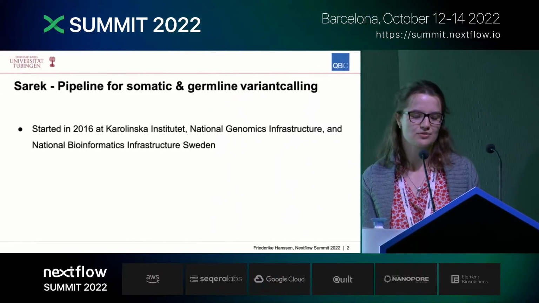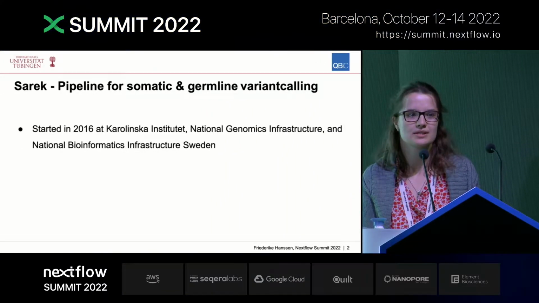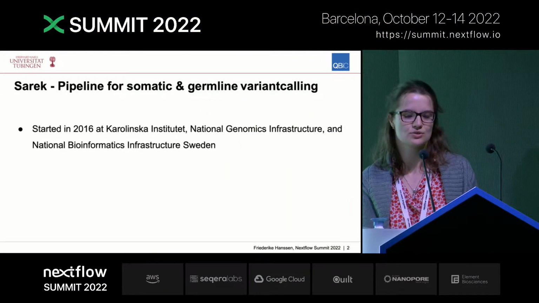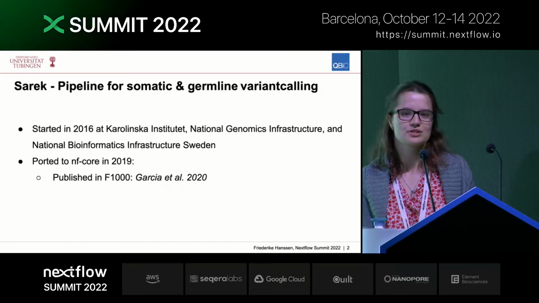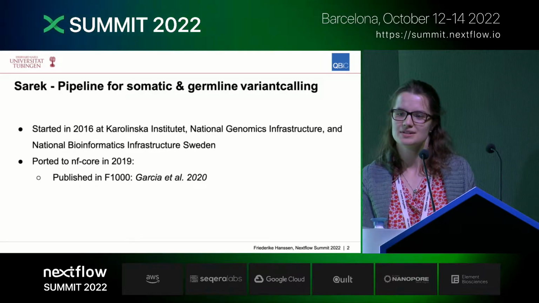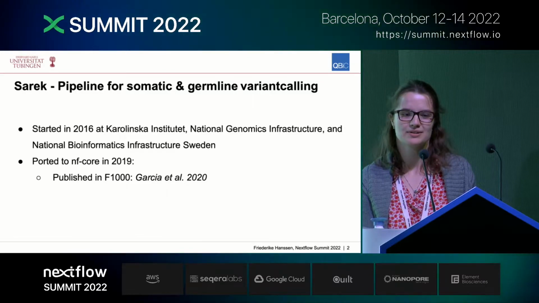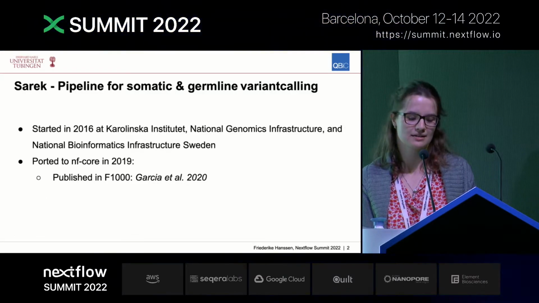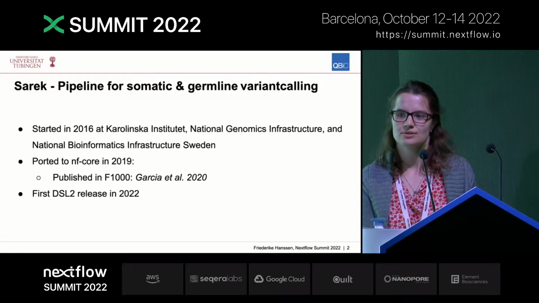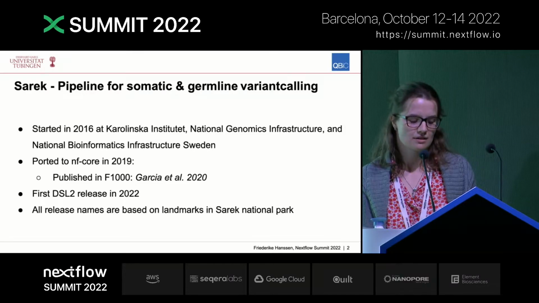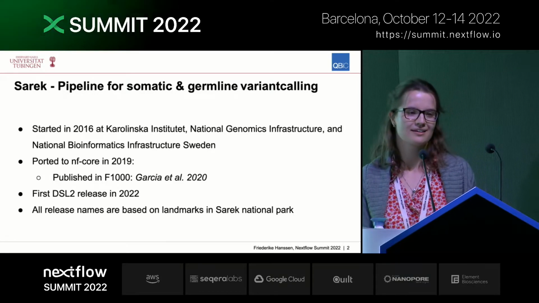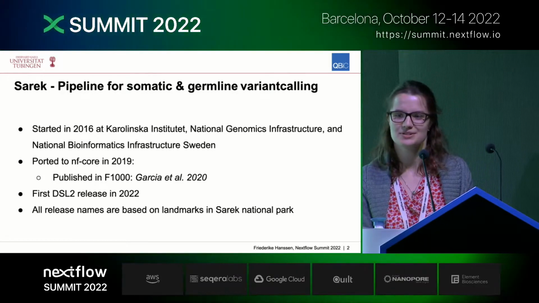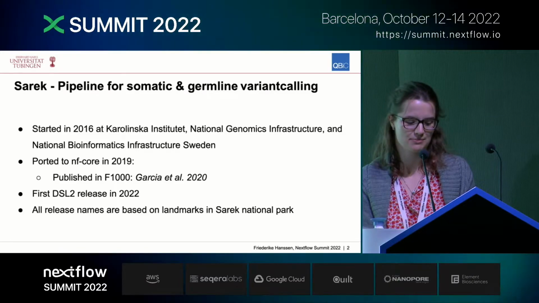The pipeline's been around for quite some time. It was first started in 2016 at the Karolinska Institute, NGI and NBIS, and then ported to NF-core in 2019 and published. And then sometime after this, everything changed and DSL2 came out, and we rewrote the whole pipeline and then pushed the first release earlier this year. And all release names are based on landmarks in the Sarek National Park, and since I don't speak Swedish, I will stick to just using the version numbers.